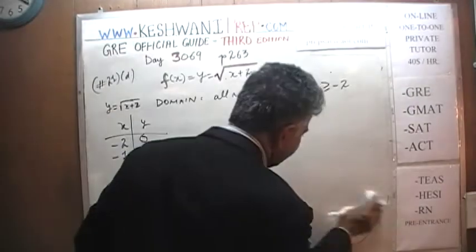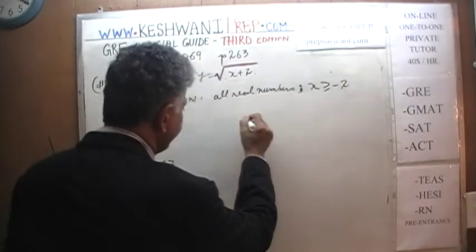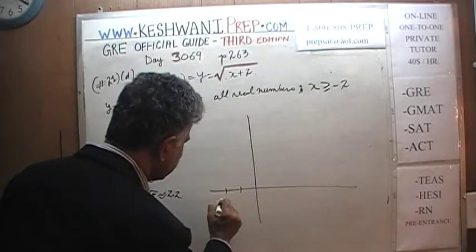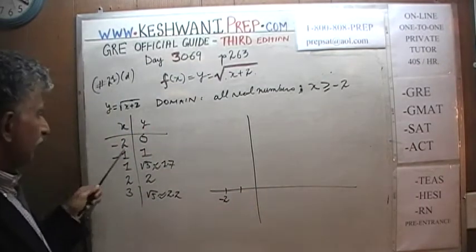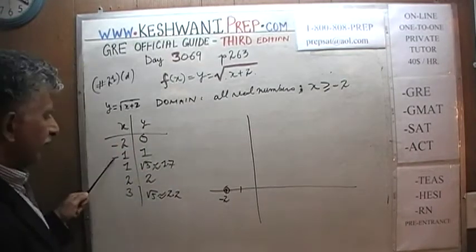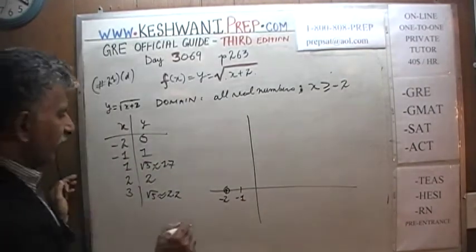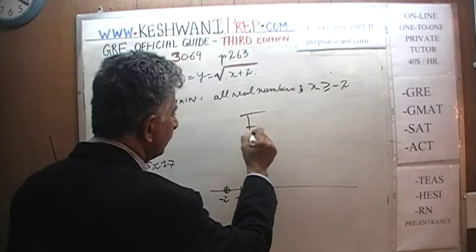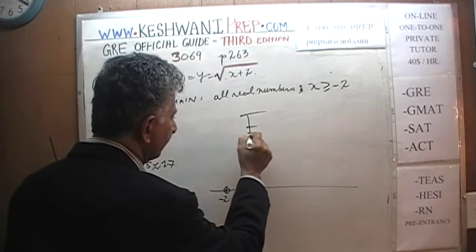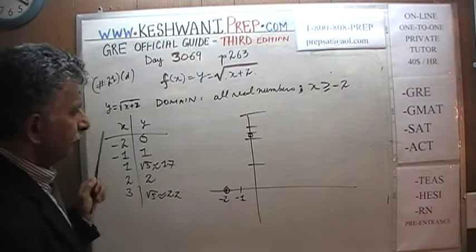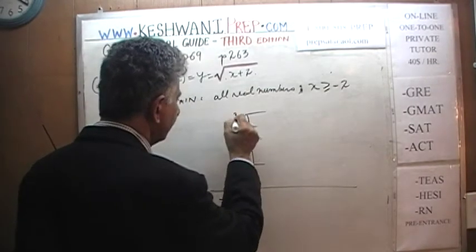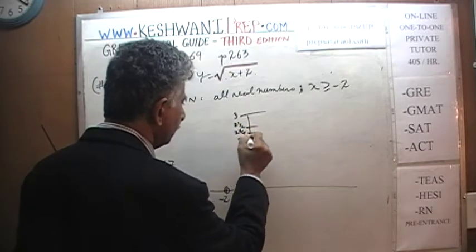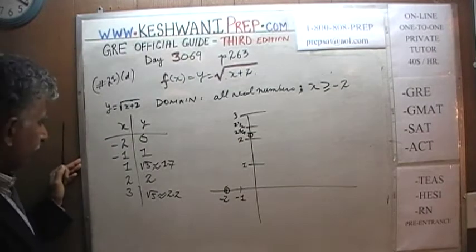So, let's plot it, shall we? Watch what happens. When x is negative 2, y is 0. When x is negative 1, y is 1. Then 1, 2, 3, this is going to be 2.5, 2.25. Remember, 2.2 is going to be somewhere here, which we're going to need in a second. We'll get to that in a second.